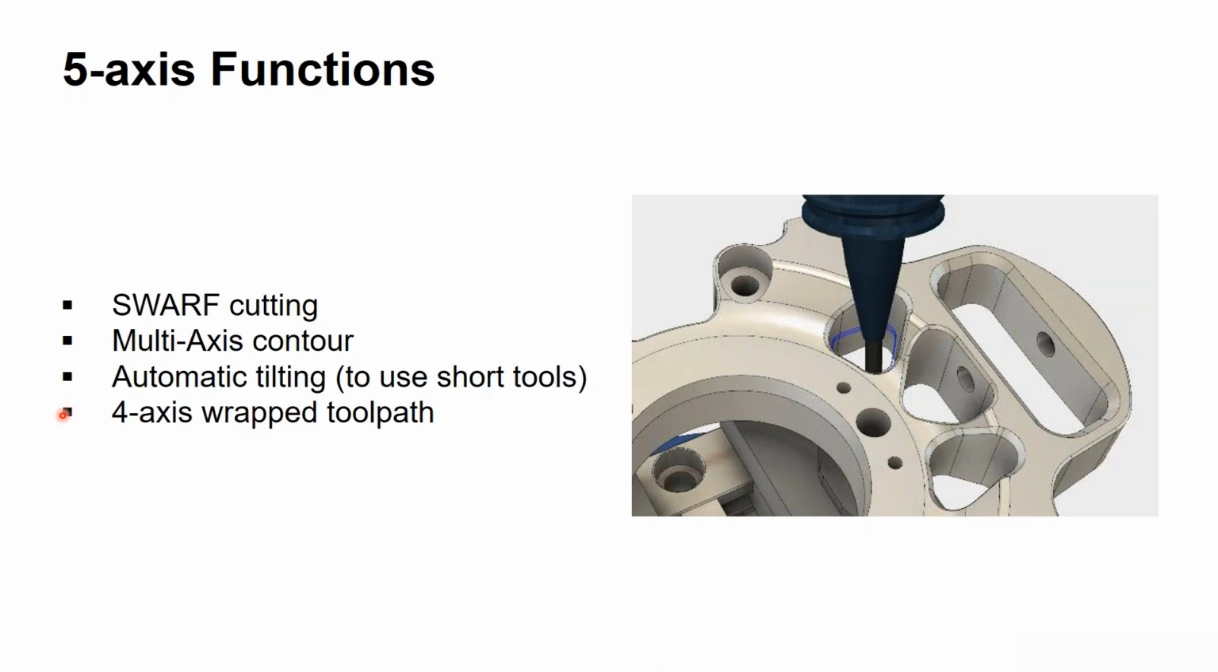We also have the 4-axis wrapped toolpath. So by that we mean that for all 2.5-axis strategies, we can apply it as a 4-axis simultaneous toolpath if we have a mill turn machine.